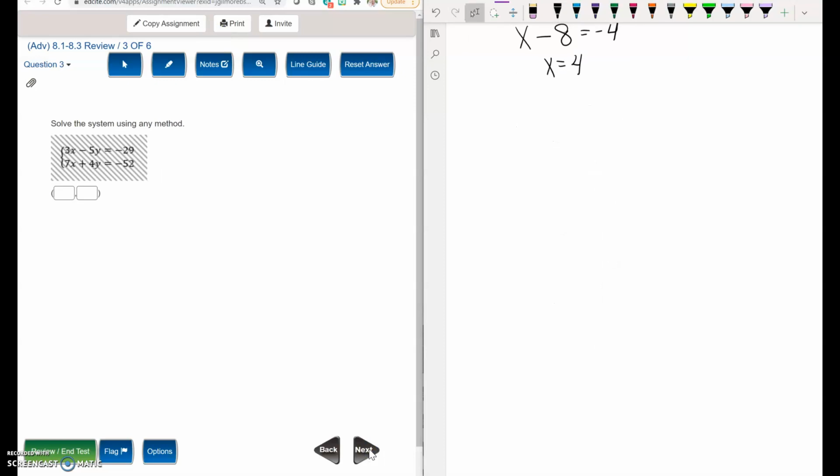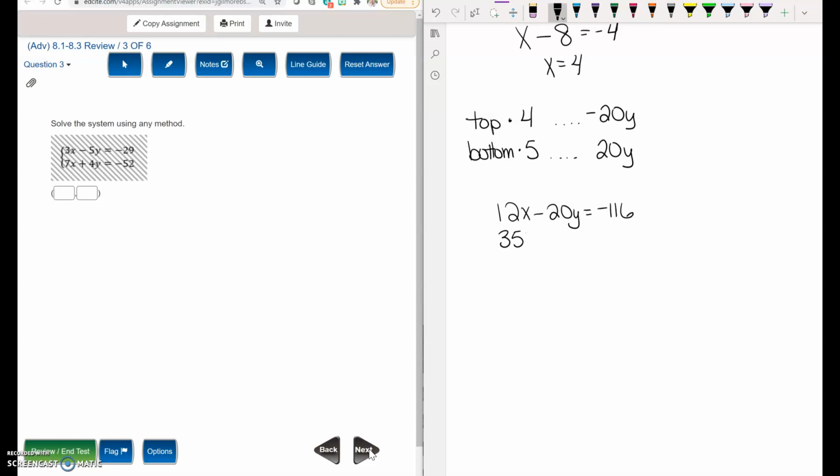This next one I am also going to solve by elimination, but we are going to have to multiply the top times 4 and the bottom times 5. That should give us negative 20y on the top and positive 20y on the bottom. So that's our goal. When I multiply those, I get 12x minus 20y equals negative 116. Don't let the big numbers freak you out. 35x plus 20y equals negative 260.